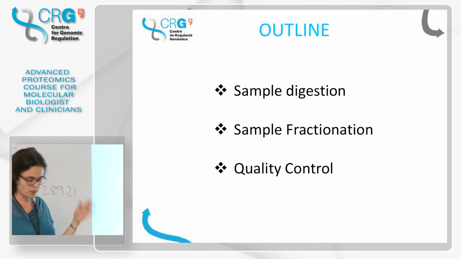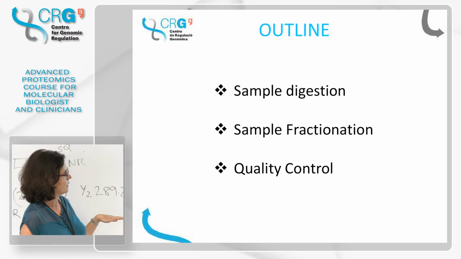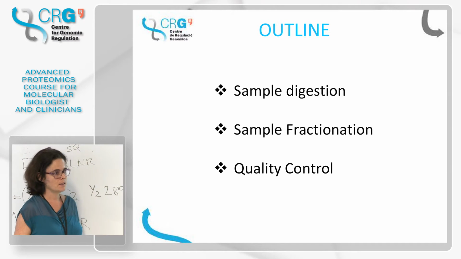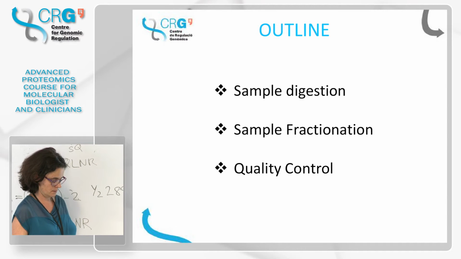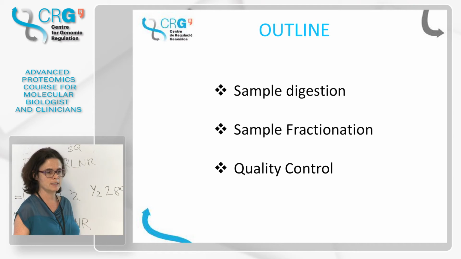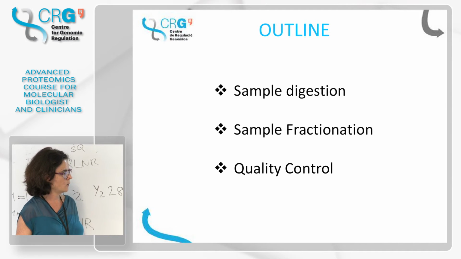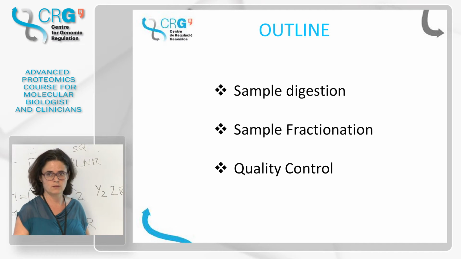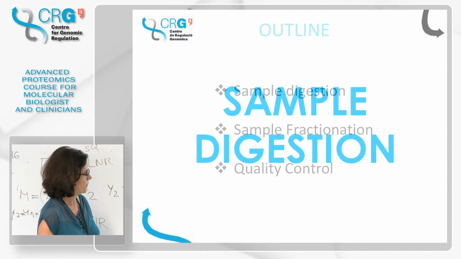So here, we will try to explain a bit different critical steps of sample preparation. One of them is sample digestion. The other is sample fractionation. And also, at the end, I will talk a bit about quality control, which is also super important.